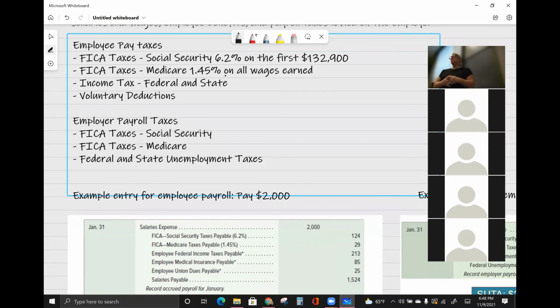Does that make sense? A couple of things going on. Lots of deductions from the employer side, and we also have the employee side, and then we have the employers that also have a payroll expense that they have to pay to the government agencies. All right, so let's look at an example.